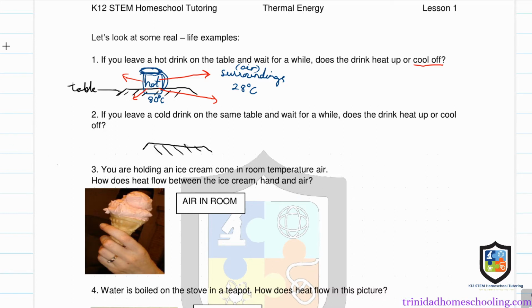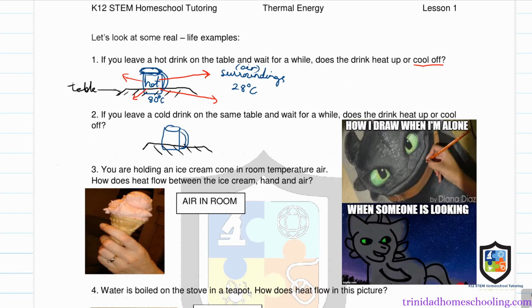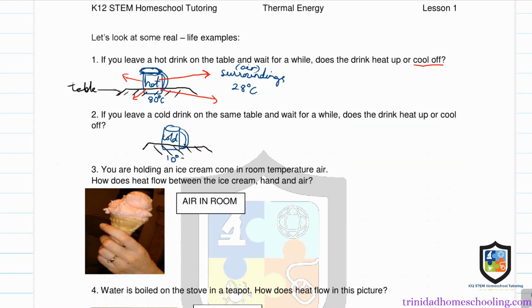So here I have my table again and my mug. Don't laugh at my drawing. Okay, and this is a cold drink, and this cold drink is at 10 degrees Celsius, and I have the same surroundings. The air in my surroundings is at 28 degrees Celsius. What will happen to the drink in the mug? Will it heat up or will it cool off?